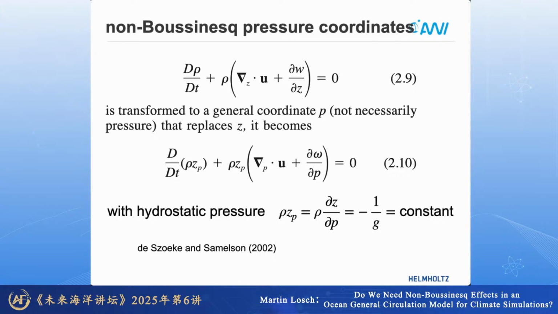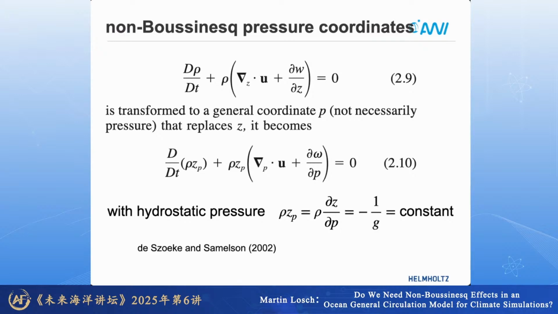But the trick is now if the pressure is hydrostatic, so we make the hydrostatic assumption, then this rho z_p, so this is rho dz over dp, is just minus 1 over g, and that's a constant.